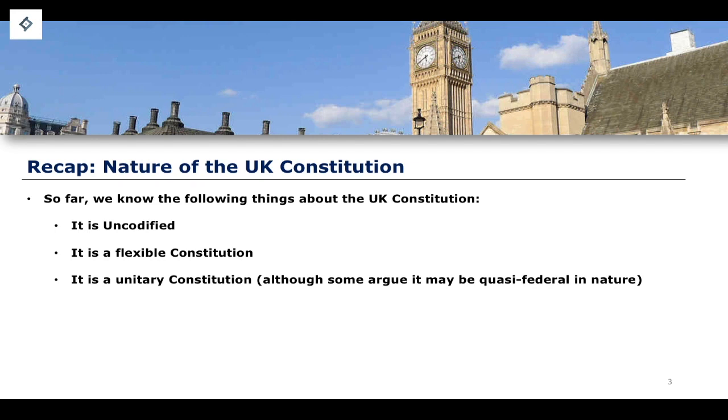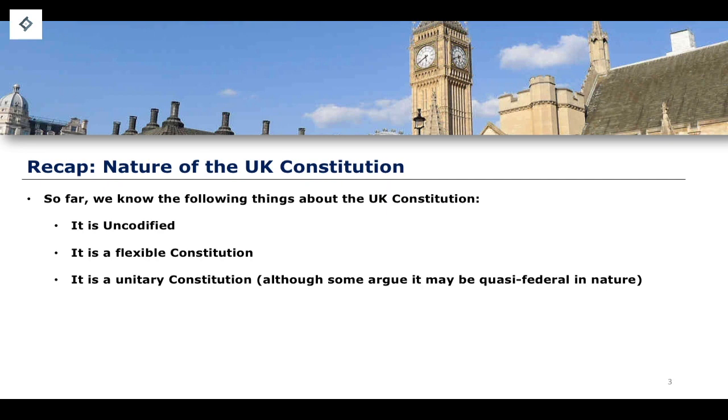We also know that it is somewhat of a unitary constitution. We note that this is contrasted with the idea of federalism and federal constitutions, where you have the separation of powers not just being horizontal but also being vertical between different areas and different levels of government. So the United States, for example, has a federal government which oversees the entire country. They then also have state governments which oversee some of the legal issues in those particular states, and then they also have local governments.